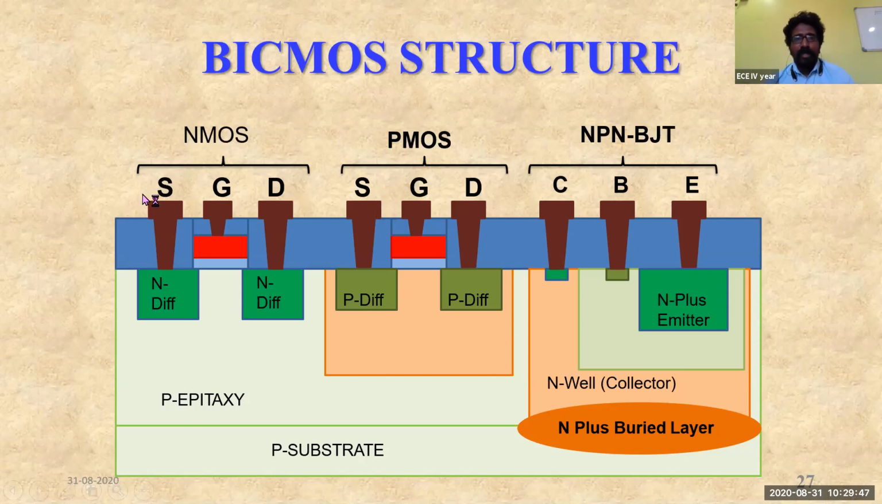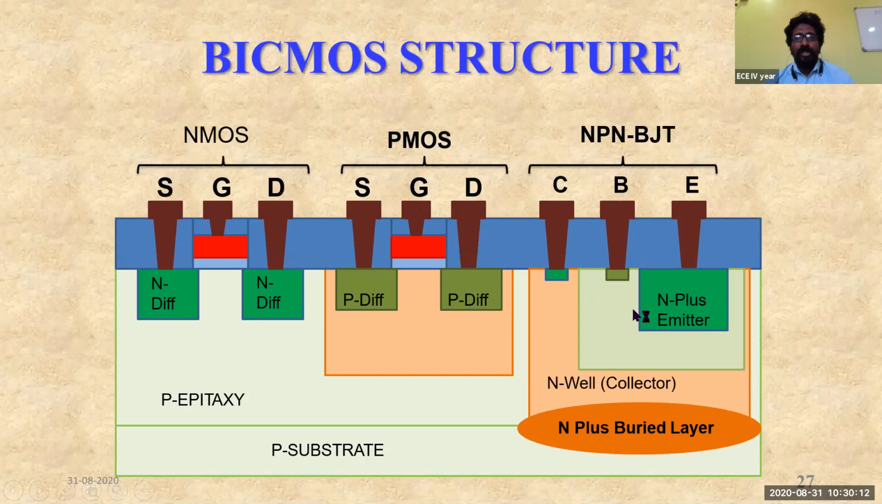And these are the terminals of the NMOS: source, gate, and drain. And we know that for the NMOS, the source and drain will be of N type diffusion. That is, N type impurities will be used. And for the PMOS, the source and drain will be of P type impurities. And this red color indicates polysilicon, which is used as the gate terminal in both cases.